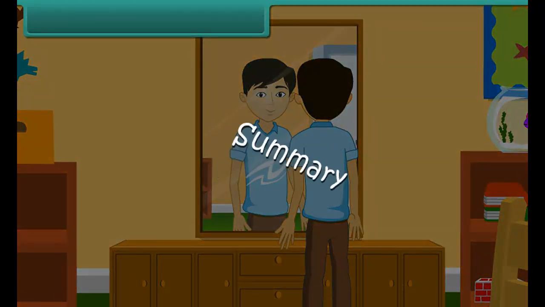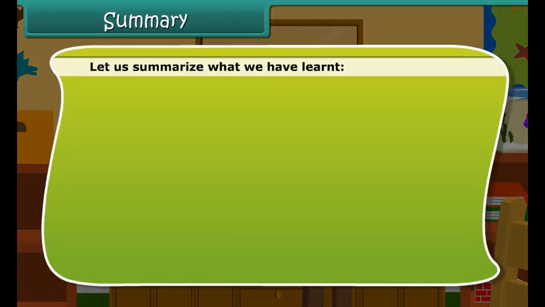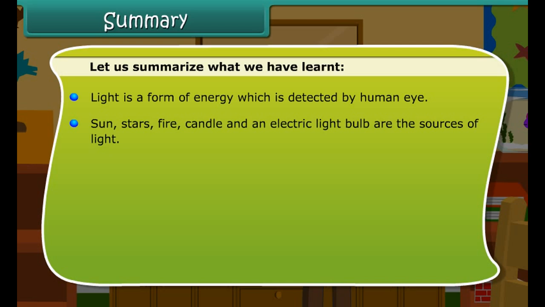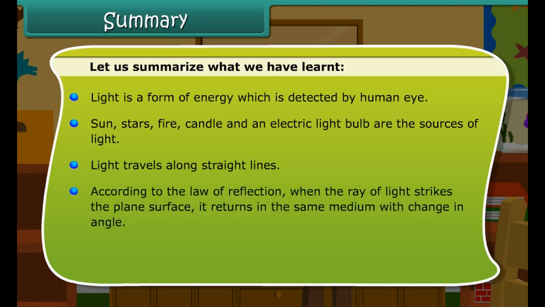Summary. Let us summarize what we have learned. Light is a form of energy which is detected by human eye. Sun, stars, fire, candle, and an electric light bulb are the sources of light. Light travels along straight lines. According to the law of reflection, when the ray of light strikes the plane surface, it returns in the same medium with change in angle.